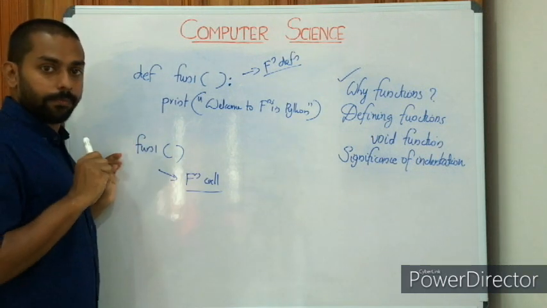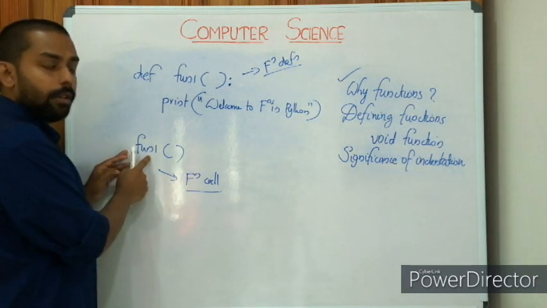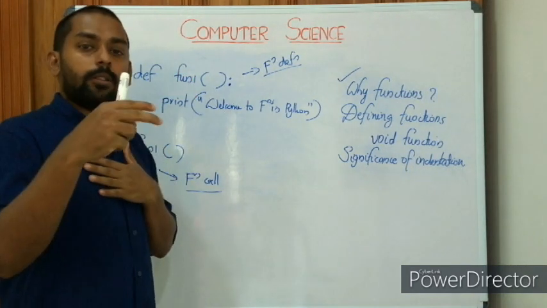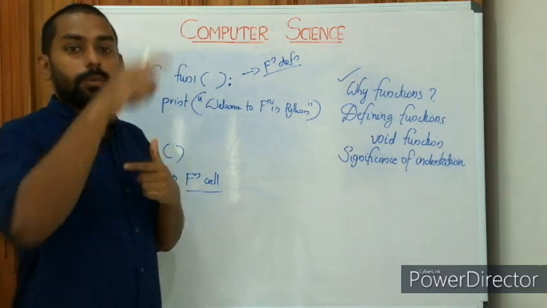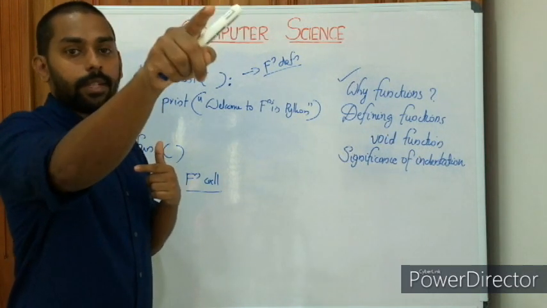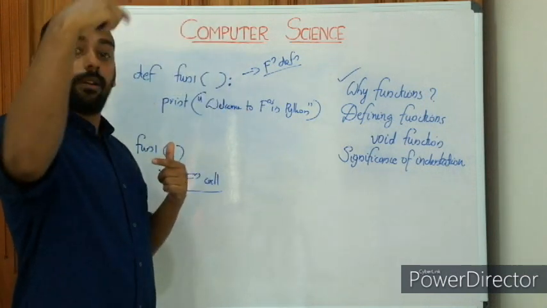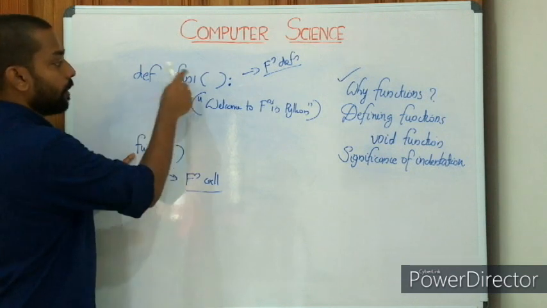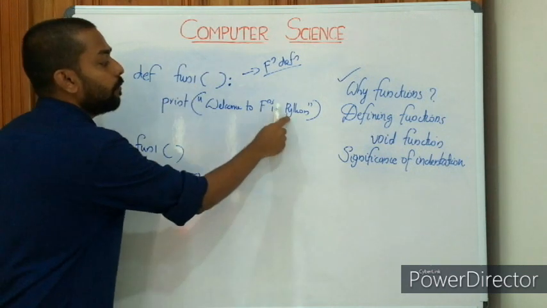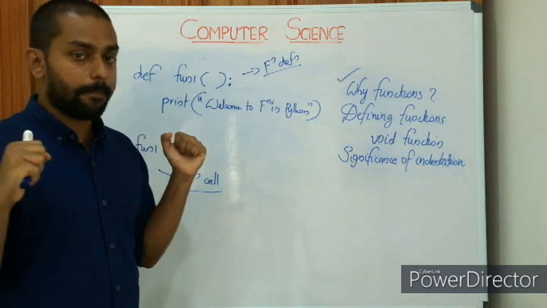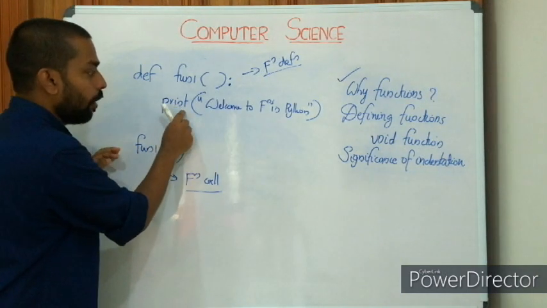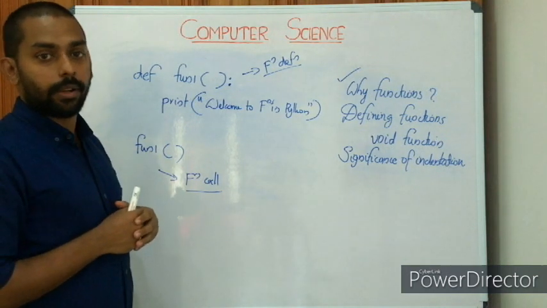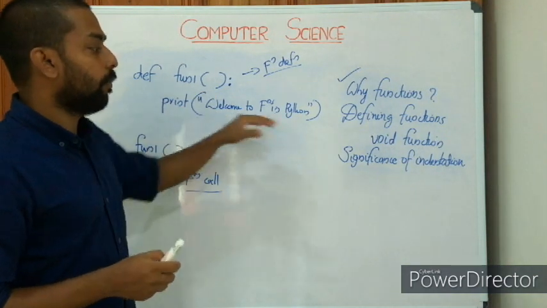How does it work? It's very simple. At the time of calling the function, control passes to the definition part. Like when we call someone, the control passes from ourselves to that person, and everything will be executed. After completing the execution, control returns to ourselves. So at the time of calling, control passes to the definition part and welcome to functions in Python will be printed. We have only one statement. After executing this statement, control returns to fun1. This is an example of a void function.